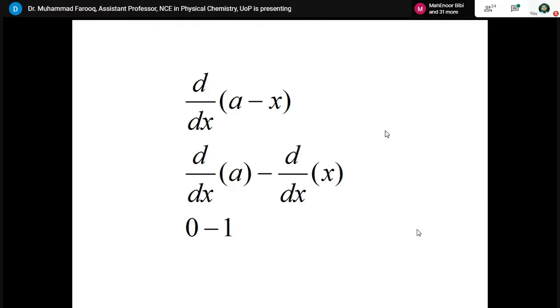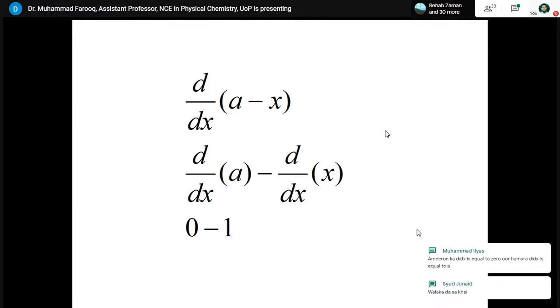Sir, so we simply say that a minus x is equal to 0 minus 1. तो जीरो तो कोई मान ही नहीं रखता, यही तो मैं कह रहा हूं आपको, zero minus one, तो ये इज इक्वल टू माइनस वन. Yes sir, it's clear. So derivative of a minus x is always equal to minus one.